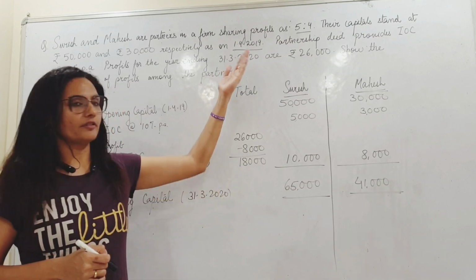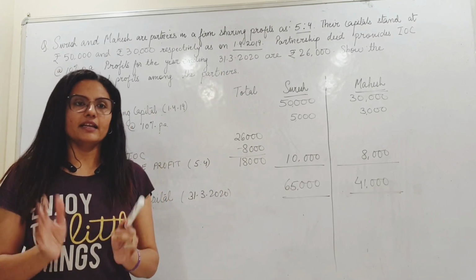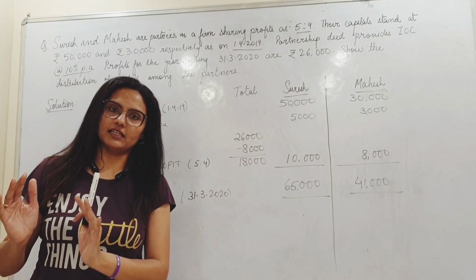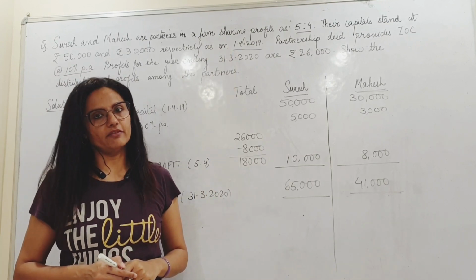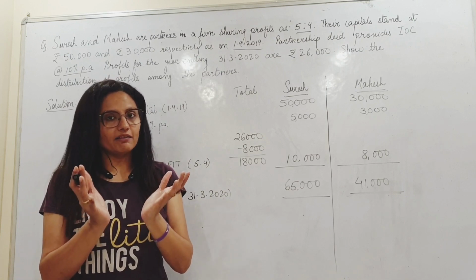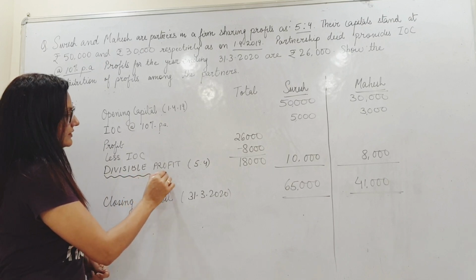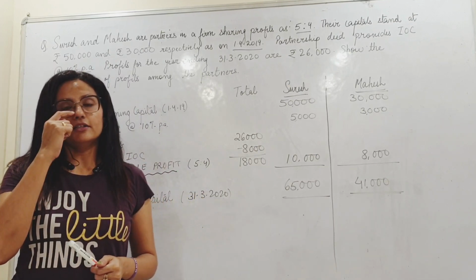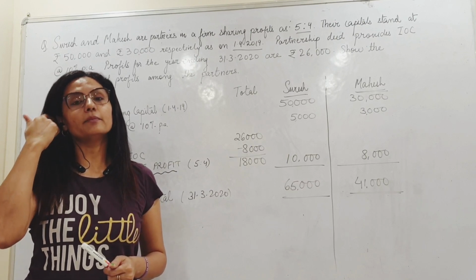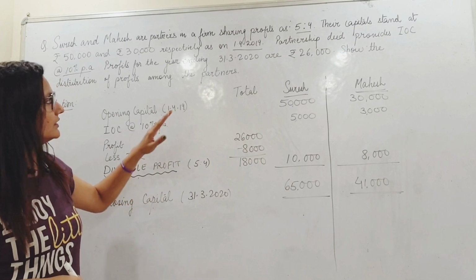इन द प्रॉफिट शेयरिंग रेशियो. यही करना है. प्रॉफिट जितना है, क्या क्या अप्रोप्रिएशन है देख लेना है और जो बच जाए उसको 5:4 के रेशियो में डिवाइड करना है. अब ये जो बच जाए वाला प्रॉफिट को क्या बोलते हैं? Divisible profit. Divisible profit is that profit which is distributed in the ratio of the profit sharing ratio, right? The agreed ratio.